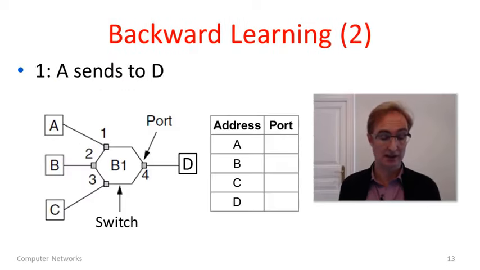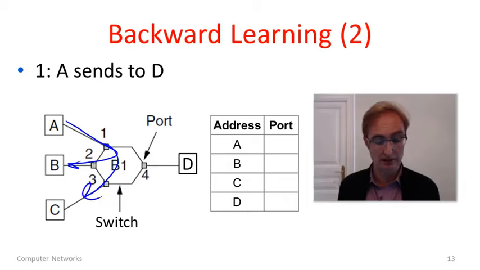Let's see how that works in action. So the very first time the network's used after it's powered up, A is going to send to D. No one knows anything at this stage. So A's frame comes in, it just says, hey, I'm a frame from A, I'm trying to reach D as the destination address. This switch is clueless, it's just been turned on. It says, I don't know, there's nothing in my table. So therefore, I'm going to broadcast this frame, I'm going to send it out all ports. Well, phew, it reached D, that's very good.